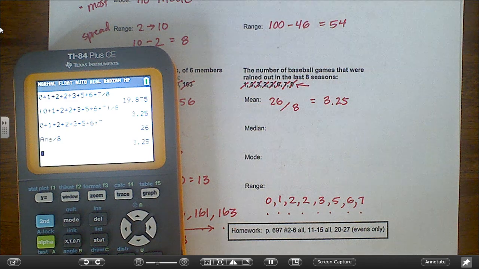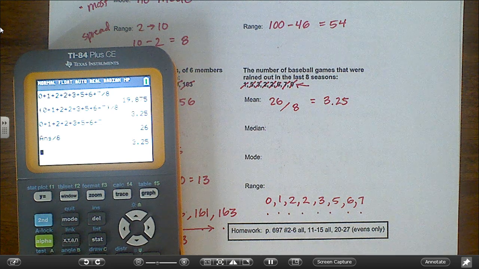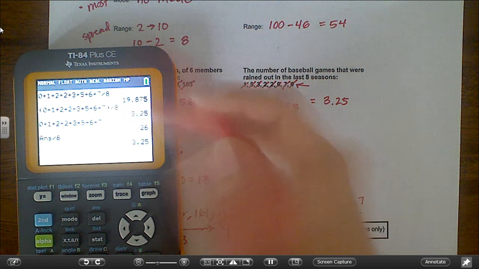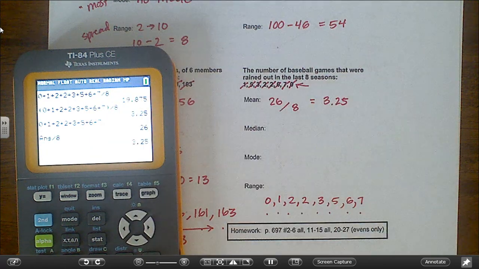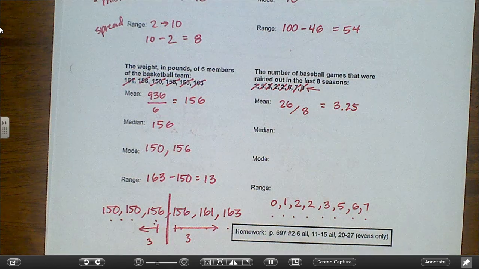So one of those two second options, just don't do the first, because the first, just remember, takes that last number that you enter, which was 7 here, and then divides it by 8. And then it adds the whole rest of them. So you can really mess up your mean that way, so just be careful.